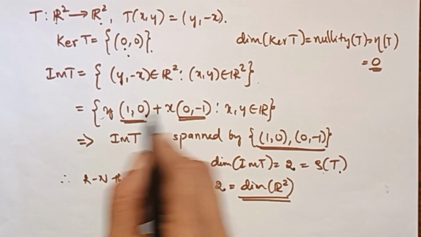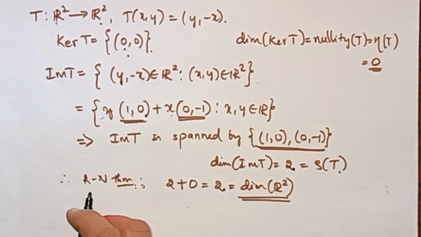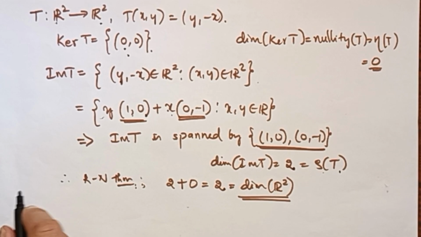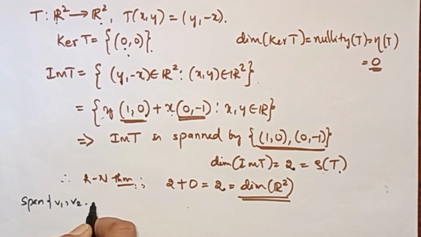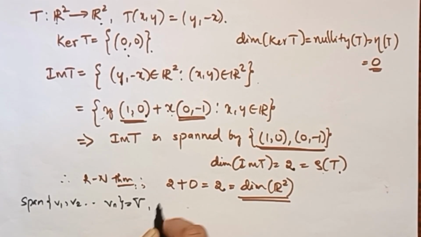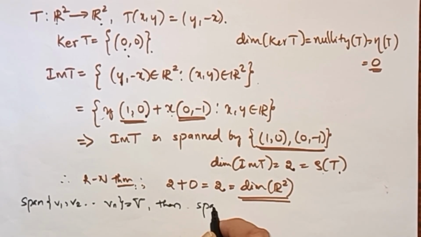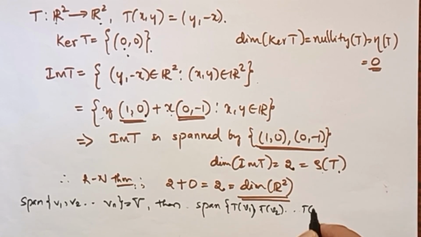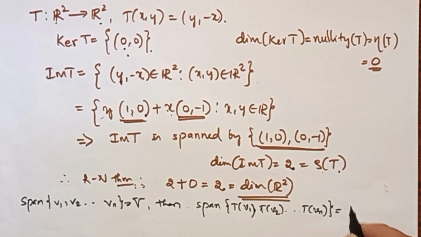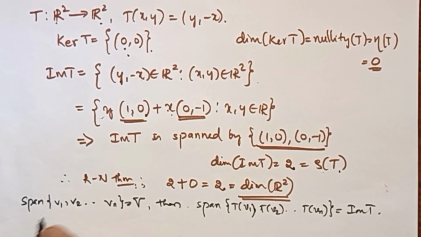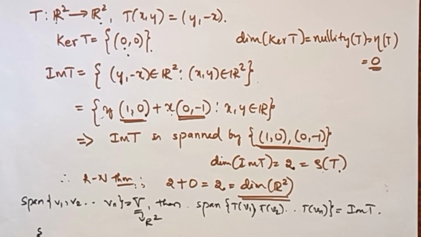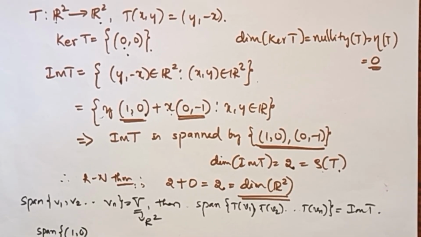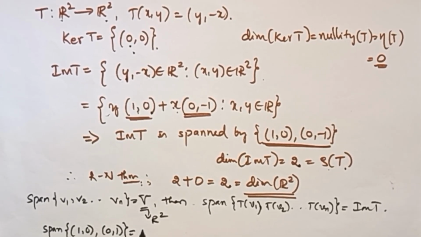See here, without simplifying it in this way, I can apply the proposition also. I had stated the proposition earlier that if the span of v1, v2, up to vn equals V, then the span of the images of these vectors, T of v1, T of v2, up to T of vn, is also equal to the image of T. So you know that now V is equal to R square. Which vectors span R square? You can take the standard vectors (1, 0) and (0, 1). This spans the whole space R square.